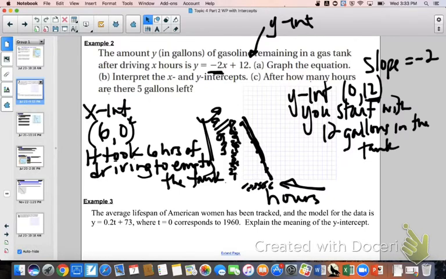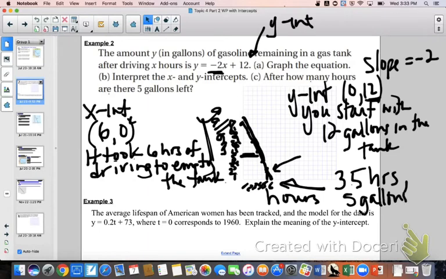Okay, after how many hours are there 5 gallons left? So 5 gallons left is right here, and that's right there. Oh, sorry, I just did 5 hours, and that is 2 gallons. So 1, 2, 3, 4, 5 is right here. So that is between 3 and 4. So at 3.5 hours, there are 5 gallons left. And that's all from the graph.